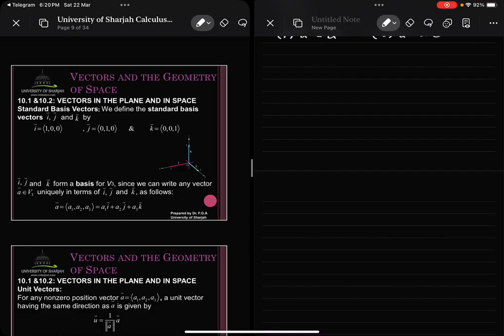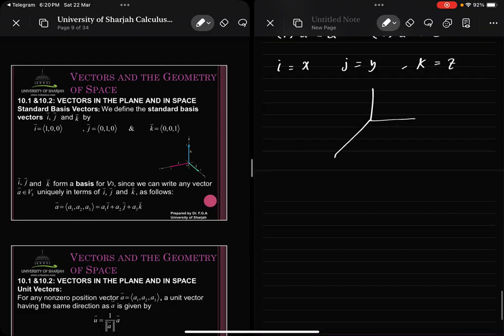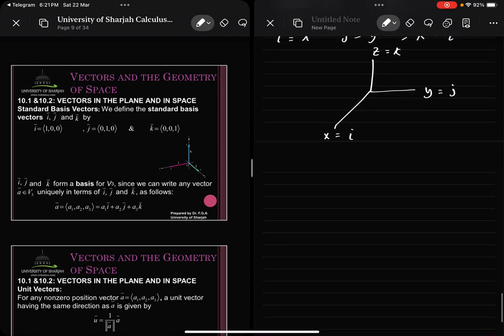Standard basis vectors. We define the standard basis vectors I, J, and K, where I refers to X, J to Y, and K to Z. We can define them as I, J, K. So I is 1, 0, 0, J is 0, 1, 0, and K is 0, 0, 1.